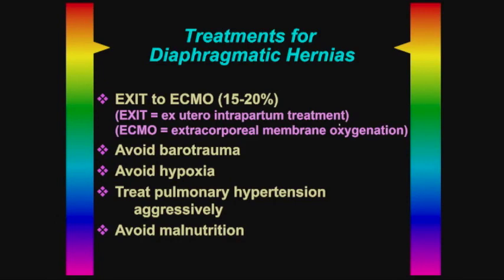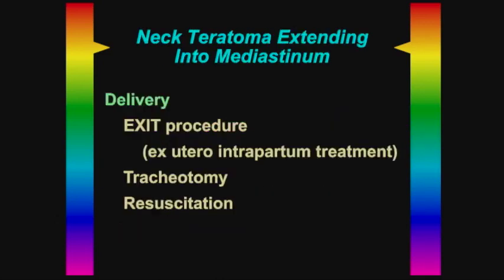Using exit to ECMO has markedly improved the outcome of fetuses with diaphragmatic hernias, as have the surgical techniques for these children, and so the overall survival of these fetuses has improved greatly. We also use the exit procedure for those with obstructed airways. I'm going to show you an example of a large neck teratoma that obstructed the airway, but by delivering this fetus by exit, we were able to give the surgeons time to make a tracheotomy.